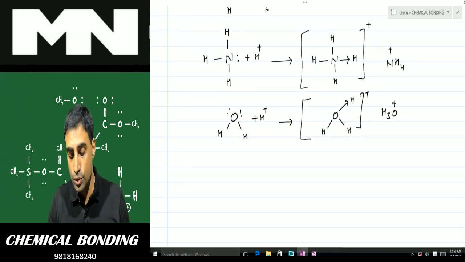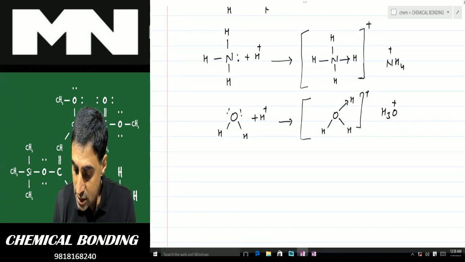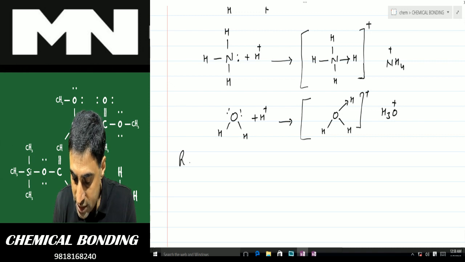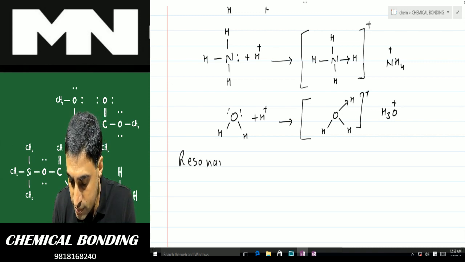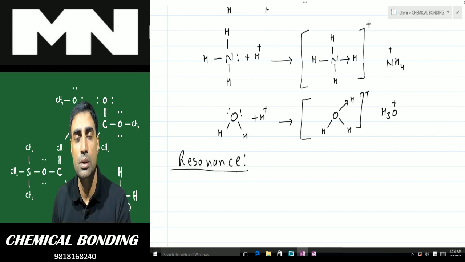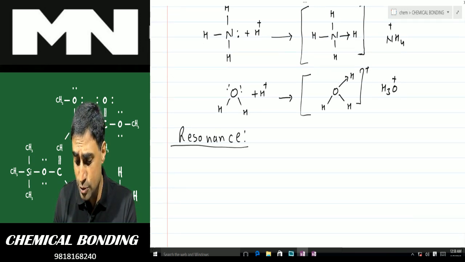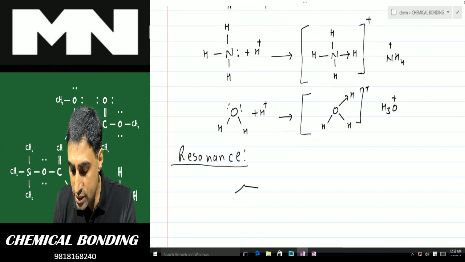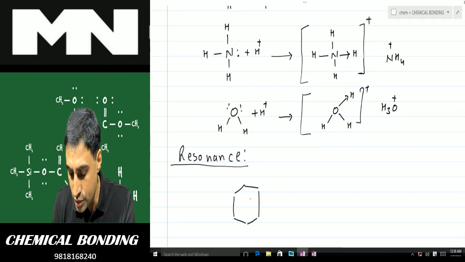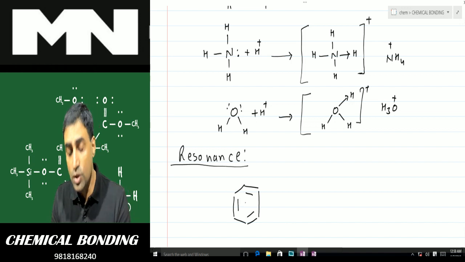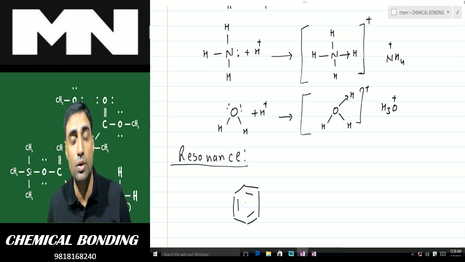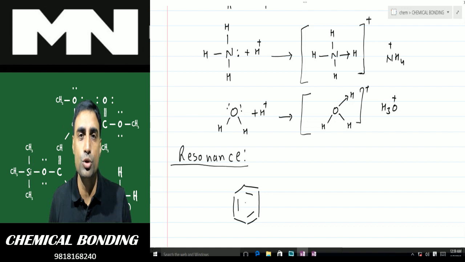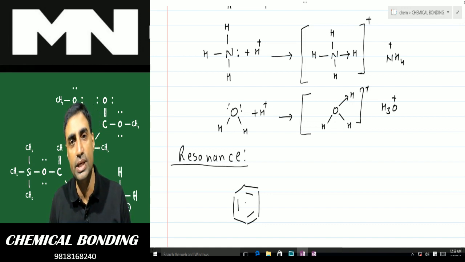After this, we'll move on to the next topic, and that is resonance. Here I'll show you some of the resonating structures also. What is resonance? Resonance can very well be explained by taking an example of the benzene molecule. Now here, suppose I have a benzene molecule. We call it benzene, but it can also be called cyclohexatriene. Now the question comes to our mind, what's the difference between benzene and cyclohexatriene?